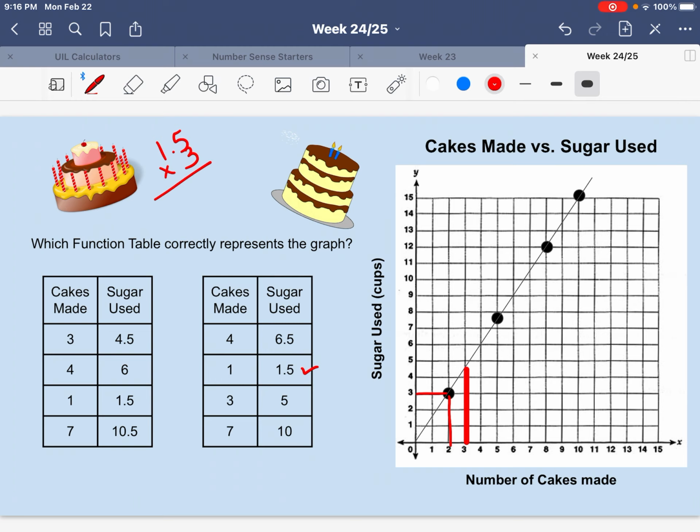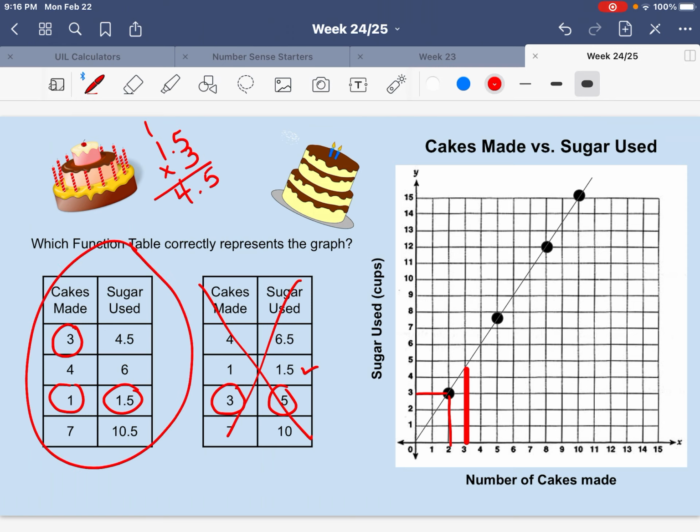3 times 5 is 15. 3 times, so that's 4.5 cups. So on this table, I see that 3 cakes would be 5 cups of sugar, which makes this table incorrect. Don't ask me why I chose 3. I just chose 3 because it was the first one here. This part is correct. And so that means if this one is incorrect, that means this one has to be the correct answer.